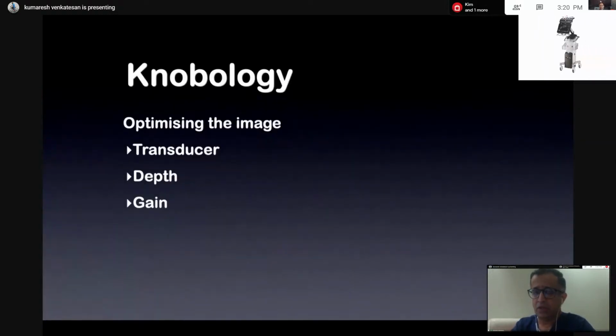Gain. When we talk about gain, it relates to how you adjust the brightness of the image.